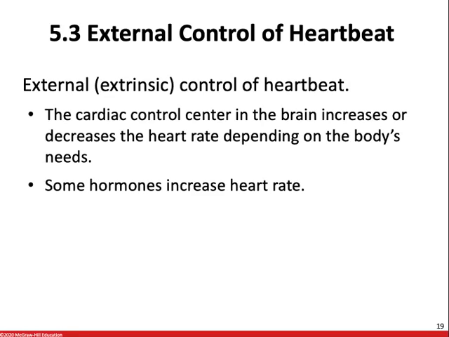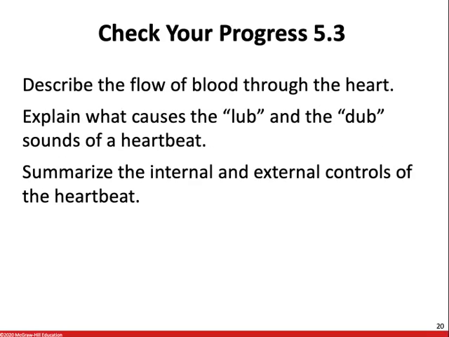So there are a couple of things that are going to control the heartbeat. There's the cardiac control center in the brain, which can actually increase or decrease the heart rate depending on the body's needs. There are also several hormones that can help increase and decrease the heart rate. And we'll talk about those when we talk about our nervous system and our endocrine system.